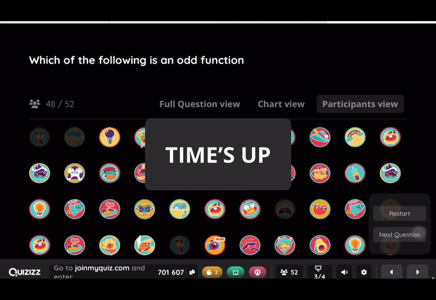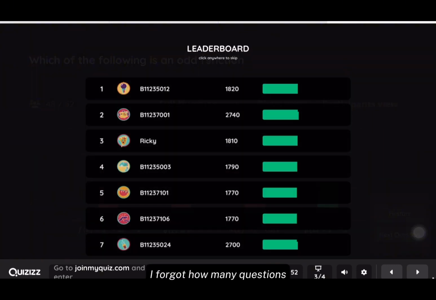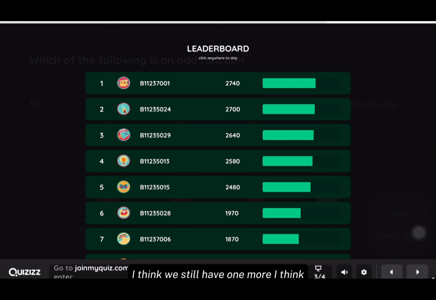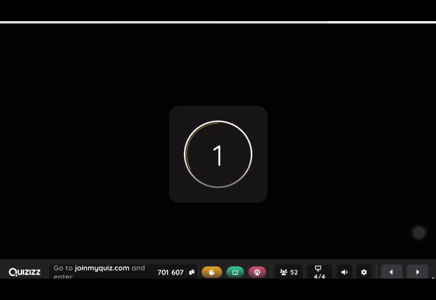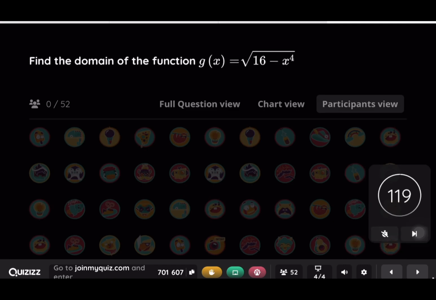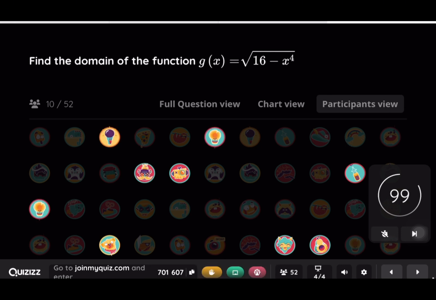No time. I forgot how many questions, I think we still have one more. Okay, so x cubed minus x to the power of 7. That will be the answer. Okay, fine. This is, I think, the last question, the fourth question. Okay, I'm giving you a simple one. Square root of 16 minus x to the power of 4.